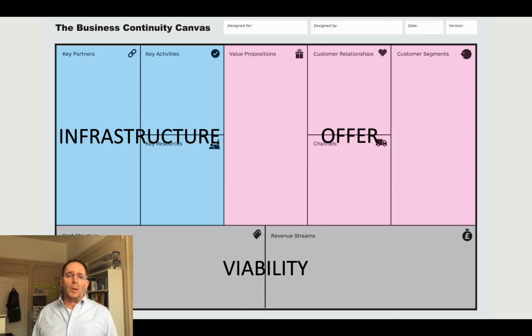On the other side, the blue chunk is around infrastructure, what you have in place to deliver that offer. Often much of that is within your control, albeit that you've got relationships with partners and suppliers that you might have to consider. At the bottom there, that chunk, viability, and it's a crucial word because we want through this planning activity for you to remain viable, and that might mean changes within your offer, changes within the business infrastructure that delivers that offer. But viability is crucial.